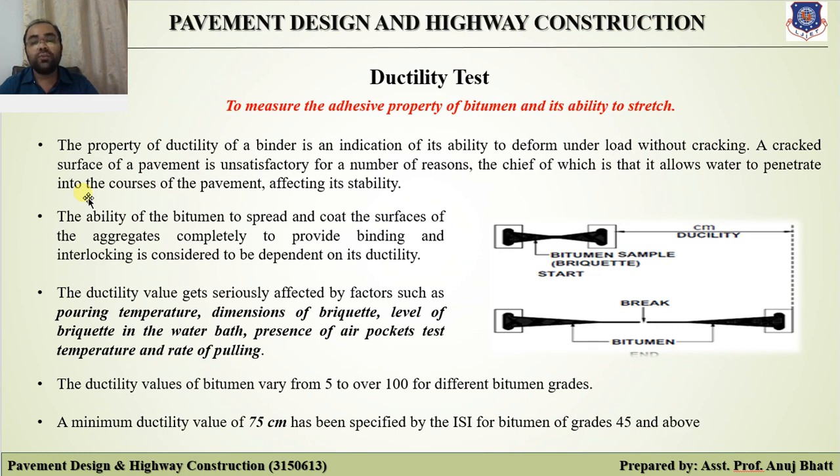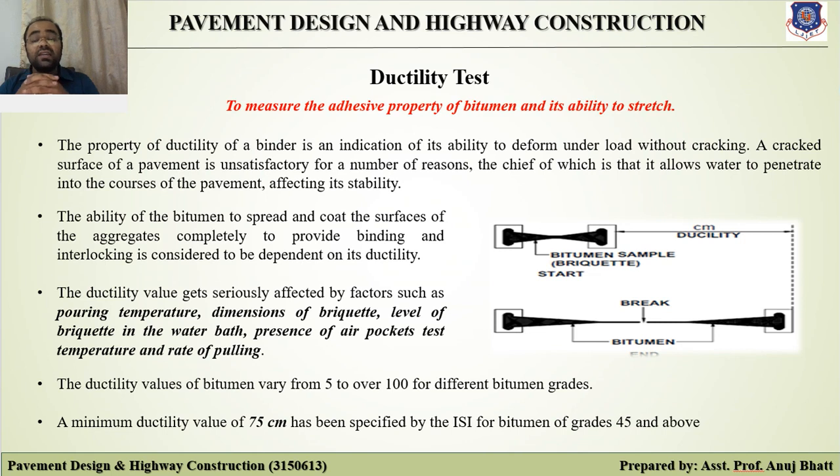The ability of the bitumen to spread on the surface of the aggregate completely to provide binding and interlocking is considered to be dependent on its ductility. Also, the ability to withstand repeated loading cycles under the traffic, keeping the deformations within allowable limits, is partially dependent on the ductility. The ductility is expressed as the distance in centimeter to which a standard sample of bitumen can be stretched before the thread breaks.